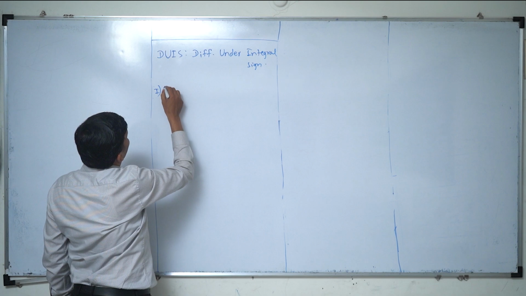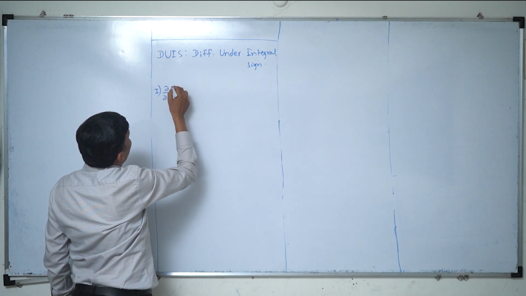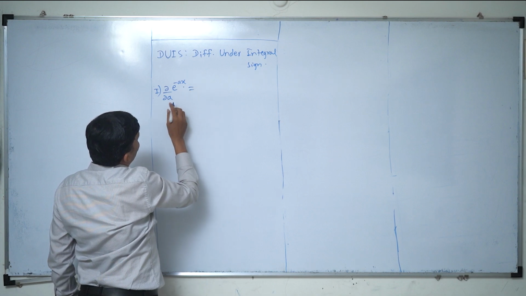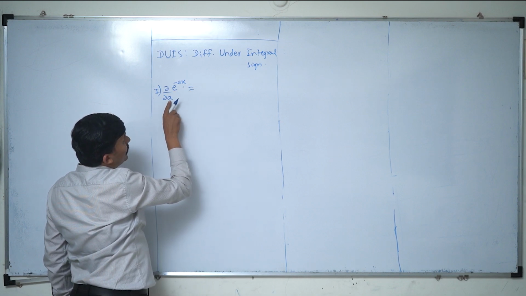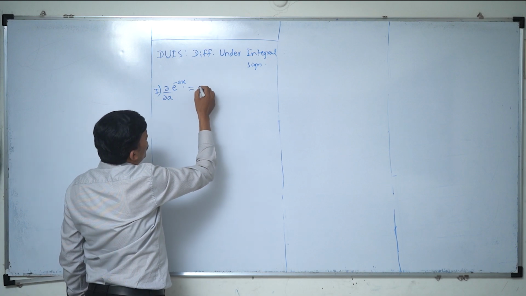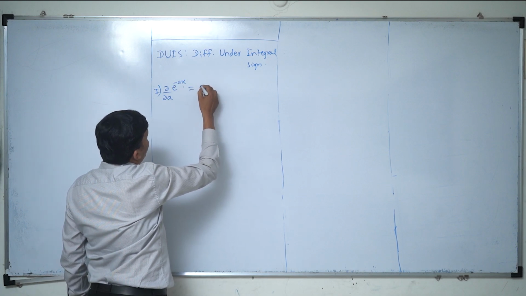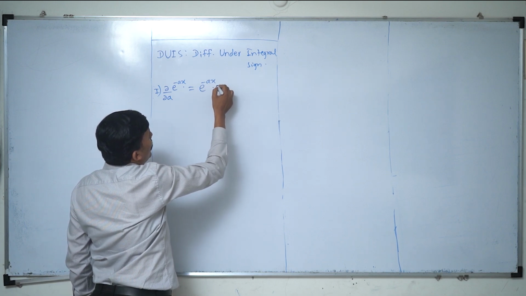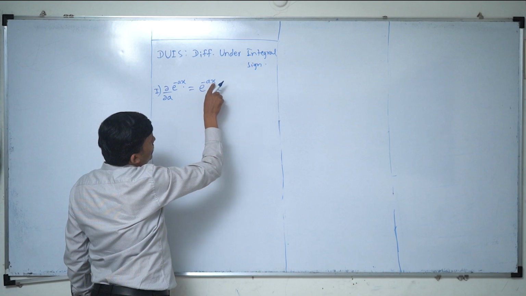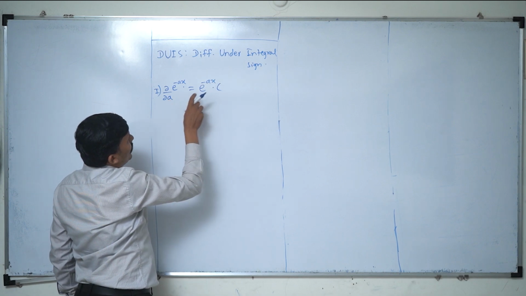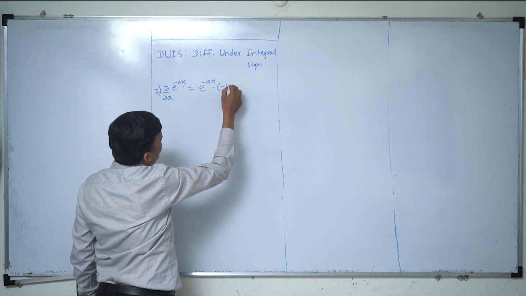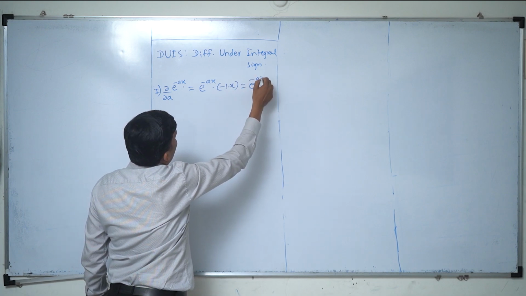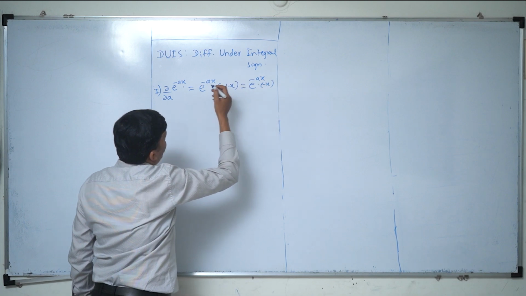So first one, what is ∂/∂a of e raised to minus ax? You have to calculate the derivative of this term with respect to a. What is the derivative of exponential? Keep that exponential as it is, into the derivative of the power. That power is minus ax. With respect to a, the derivative of a is 1, into x. That means its answer is e raised to minus ax into minus x.